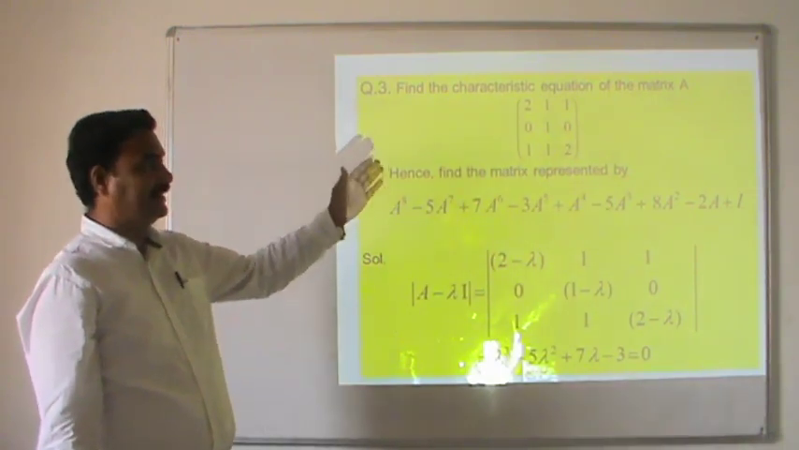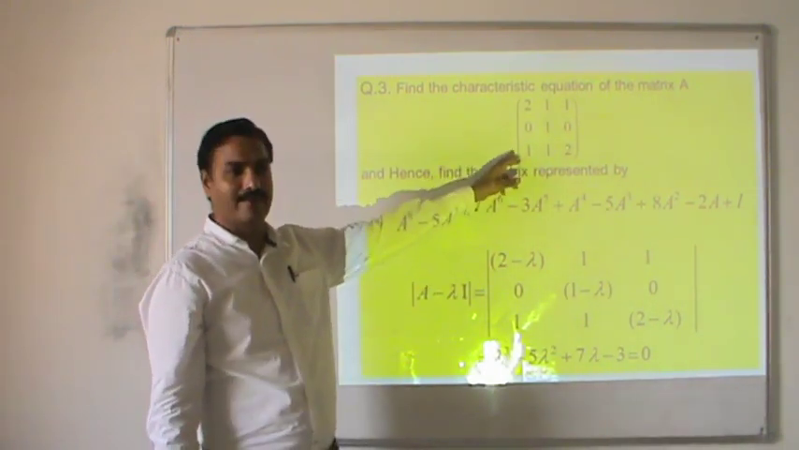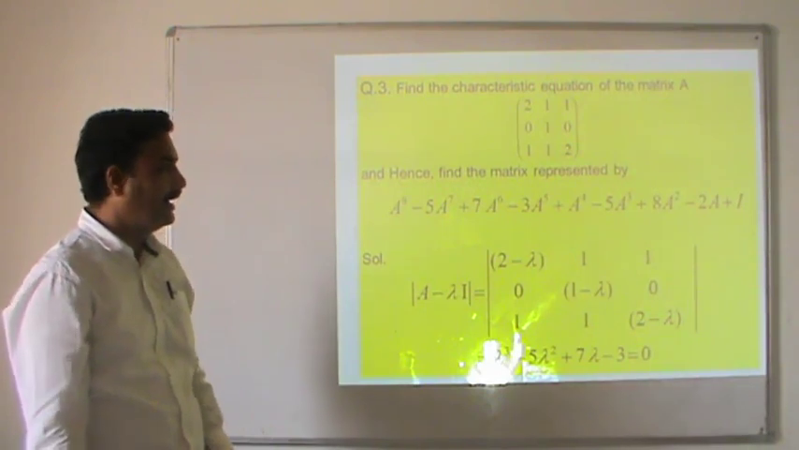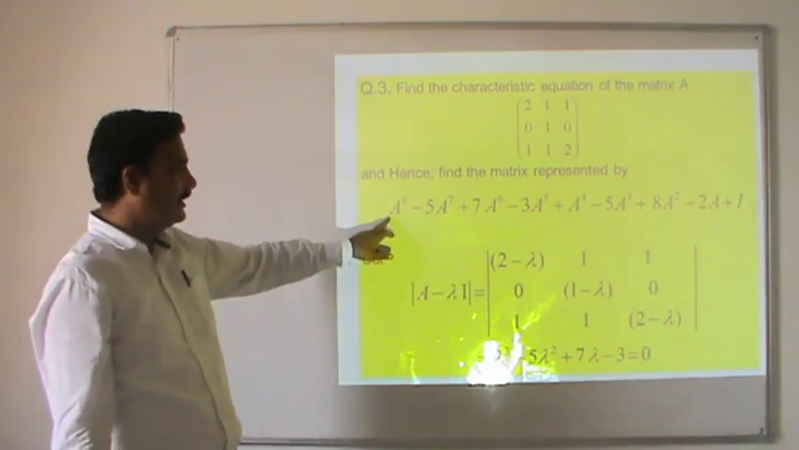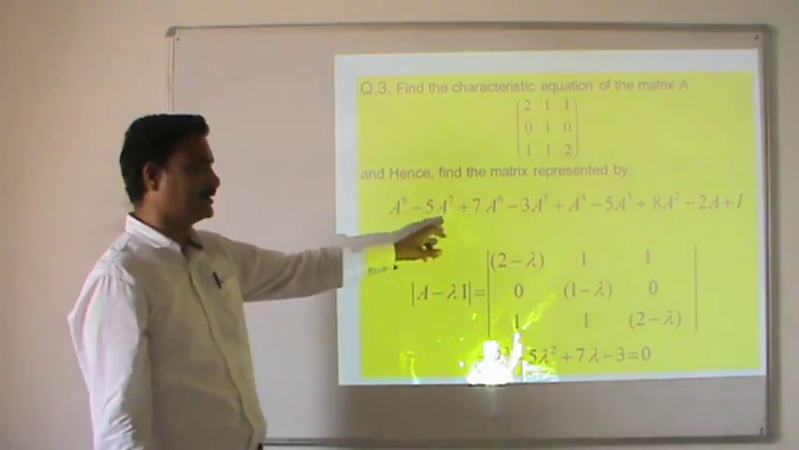Here, first of all, we find the characteristic equation for the given square matrix A, which is of 3 by 3 order. And further, we calculate the equivalent expression for this huge expression.